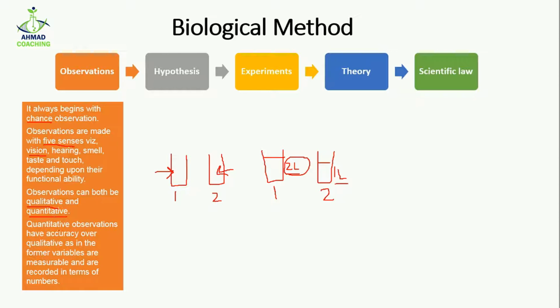Quantitative observations are more accurate as compared to qualitative observations, as in the former the variables are measurable, because you can measure the quantity but you cannot measure the quality. That is why quantitative observations are best as compared to qualitative. Moreover, not only can you measure the quantities, you can also record them in the form of numbers, like we have recorded that this is 1 liter and this is 2 liters. So this is how you make observations.